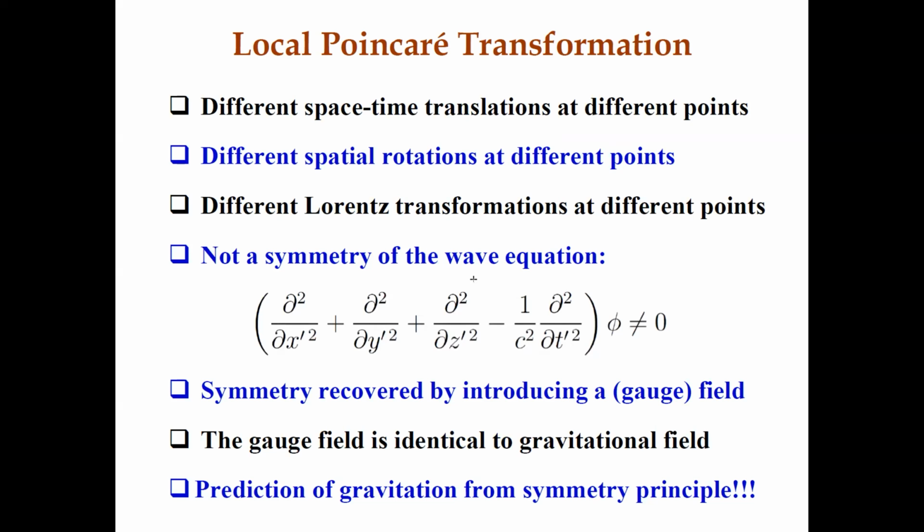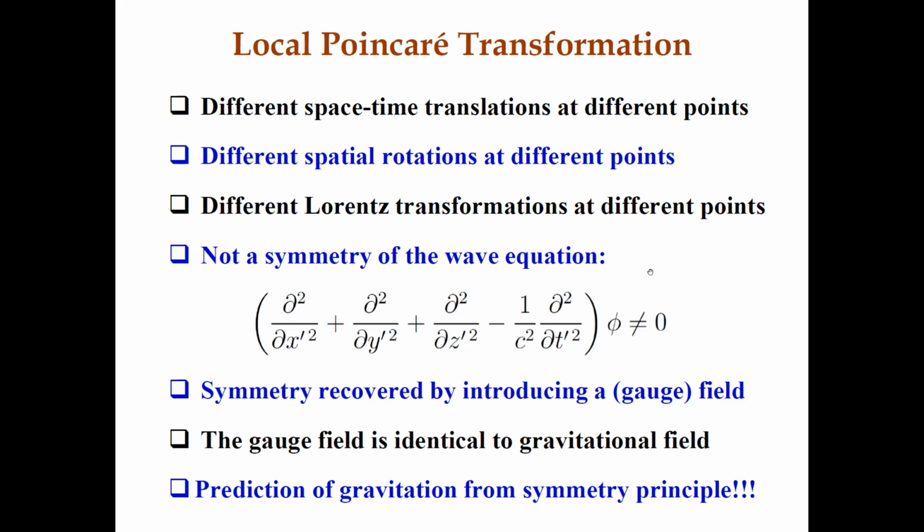Combined, they make what we call the Poincare transformation, and all these are global transformations, and you want to make them local. Namely, you want to make different space-time translations at different points, different spatial rotations at different points, and different Lorentz boosts at different points. And once again, this is not a symmetry of the wave equation, right? As you realize, the parameters are functions of space-time, and you will have a bunch of terms when this differential operator acts on them. It would be a symmetry if all the parameters were constant, but now they are not. The wave equation will not be satisfied.